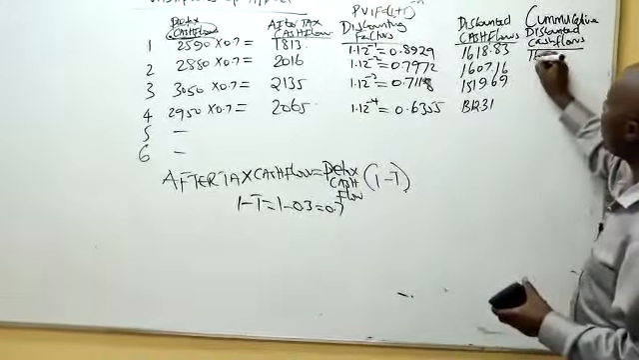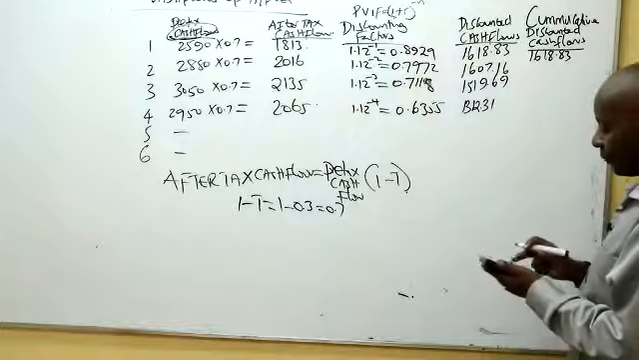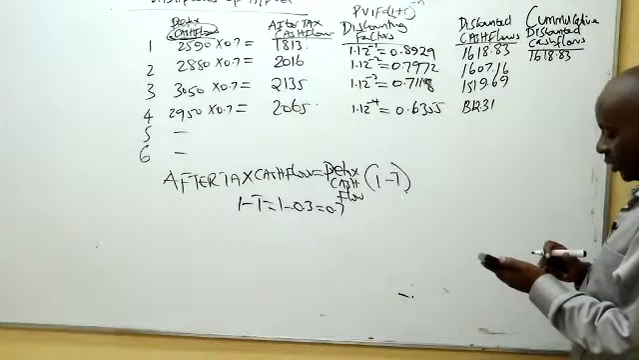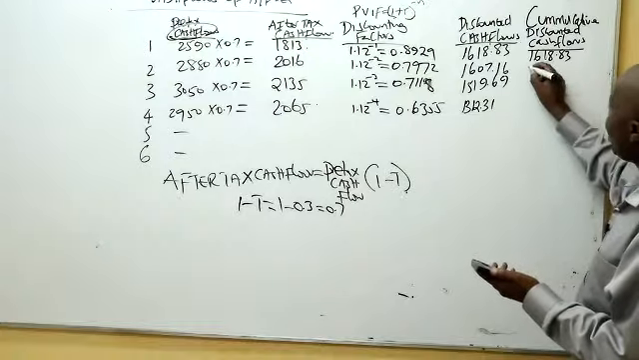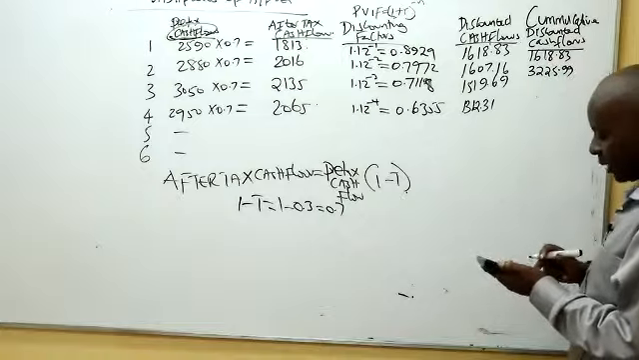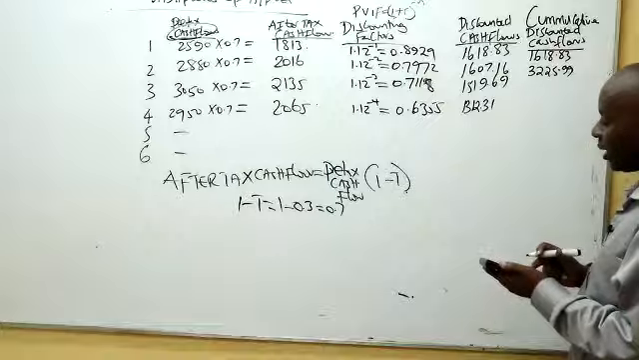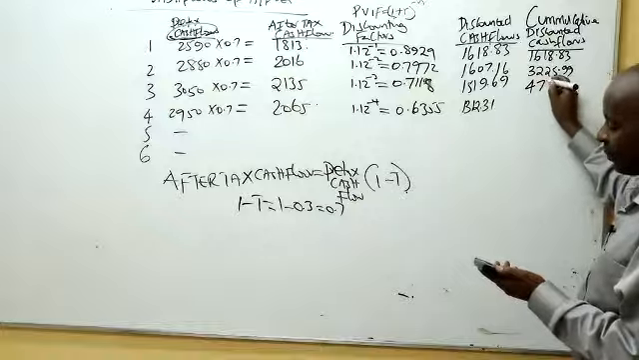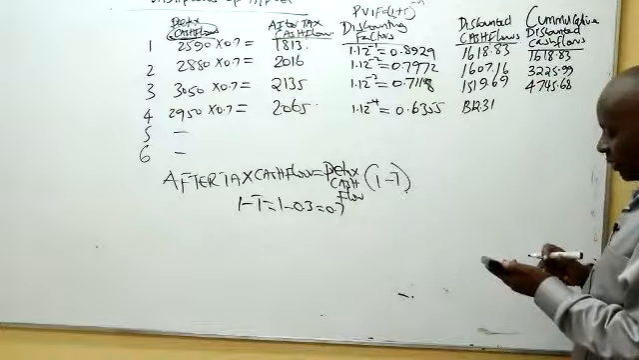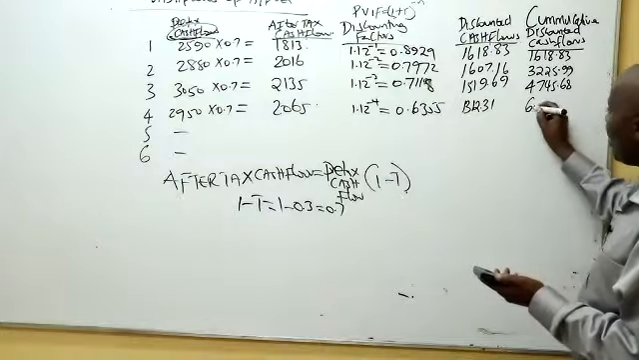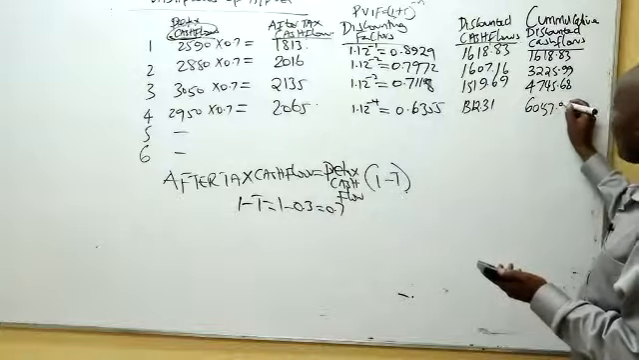We start with this, which is 1618.83. So we have here 1618.83 plus 1607.16 equals, I'm getting 25.99 plus 1519.69 equals, I'm getting 45.68 plus 12.31. I'm getting 57.99.